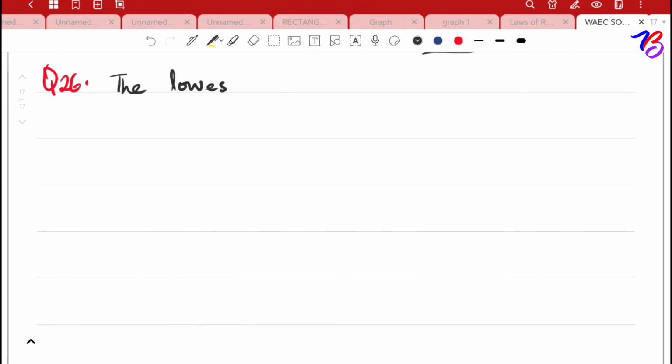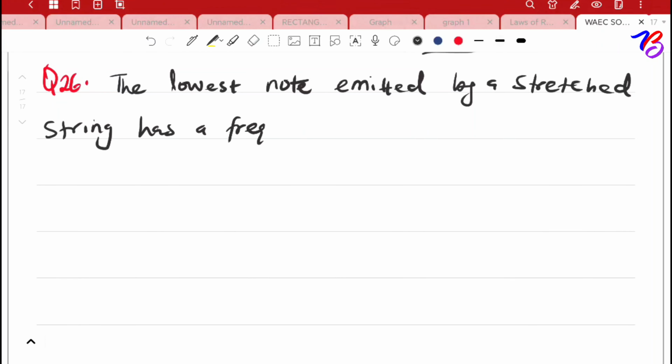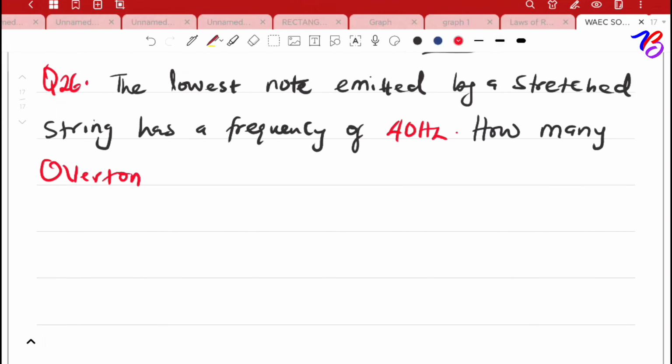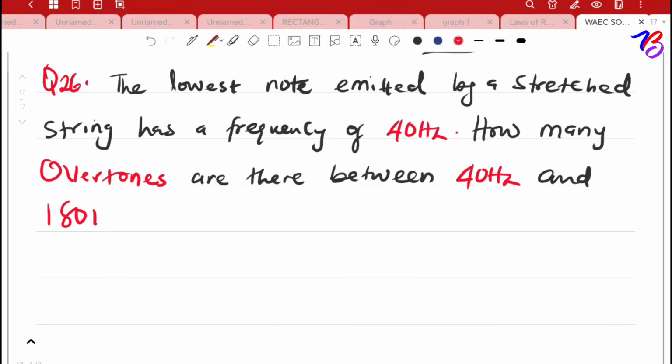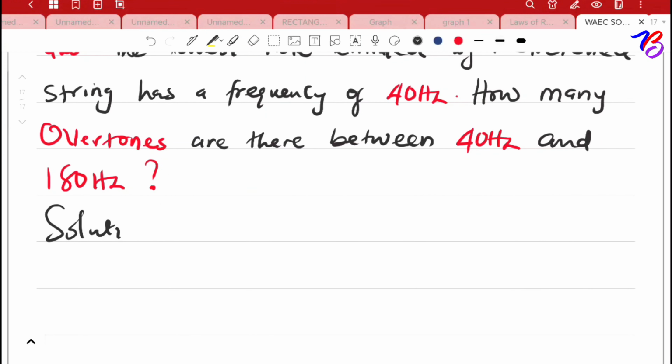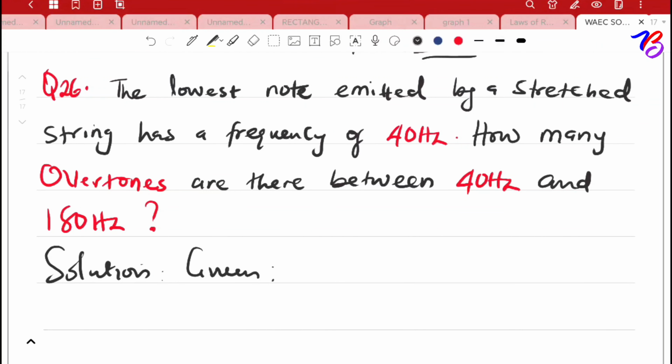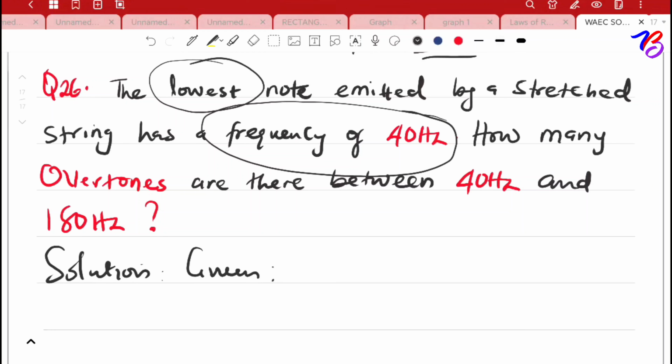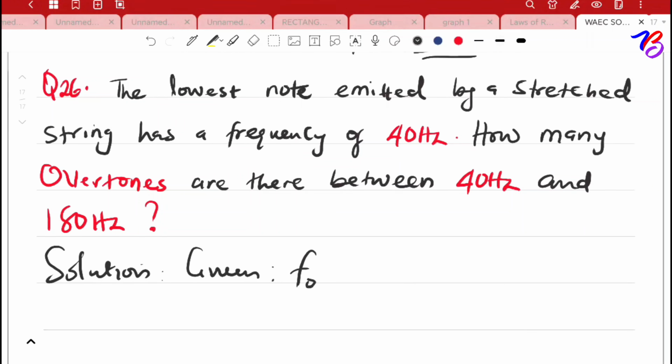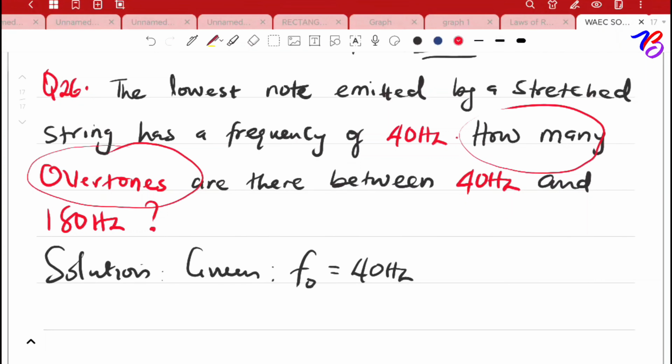Alright, let's proceed with the next question. The lowest note emitted by a stretched string has a frequency of 40 hertz. How many overtones are there between 40 hertz and 180 hertz? Solution, our target here is to count the number of overtones between 40 and 180 hertz. Our frequency of 40 hertz is the lowest note emitted, so we call that the fundamental frequency. F0 is equal to 40 hertz. We'll keep on solving until we get to either 180 or a value above 180.